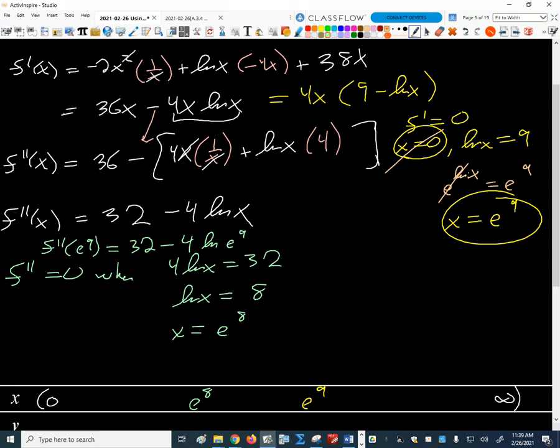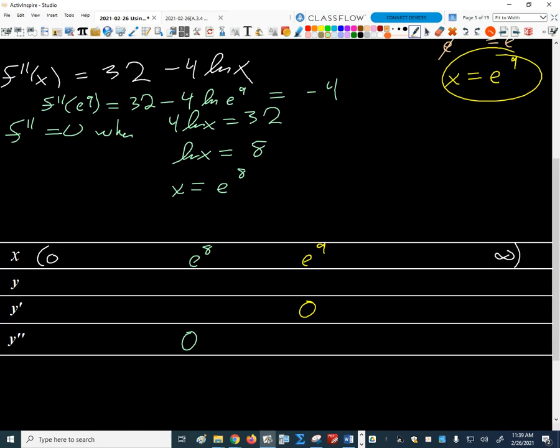What's the natural log of e to the 9th, everybody? Hold up fingers. If I take the natural log, there you go, good. The exponential and the log cancel, and I get 9. Good. So I end up with 32 minus 4 times 9, which is negative 4. Okay, so that's negative. And so look, we know that this is then a maximum, right? Oh boy, we're out of time.